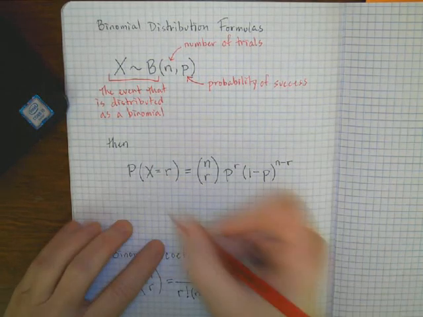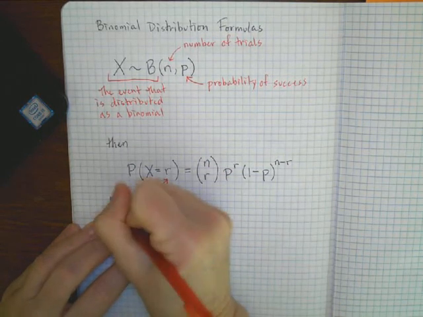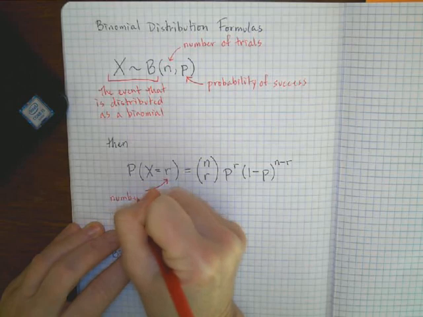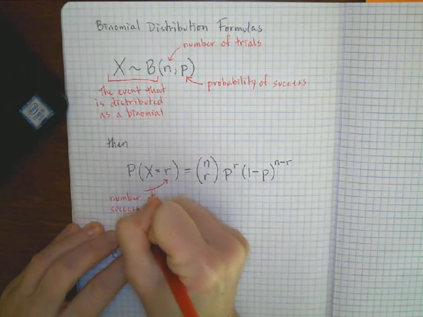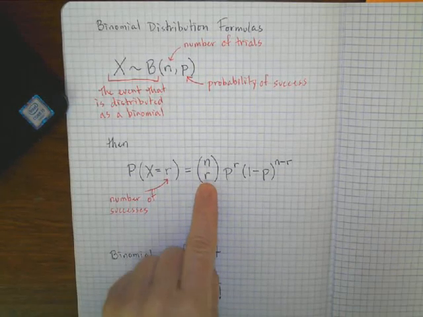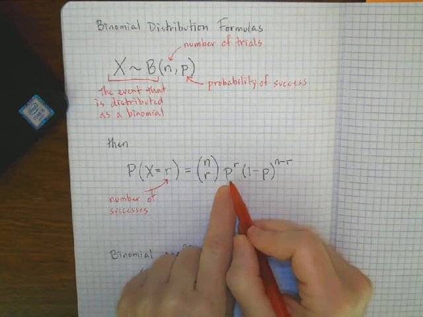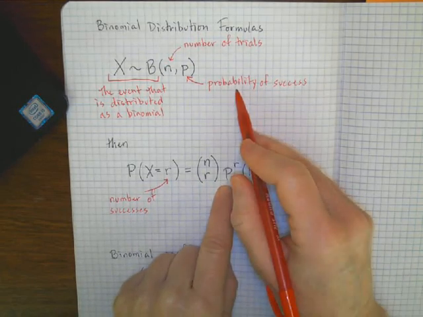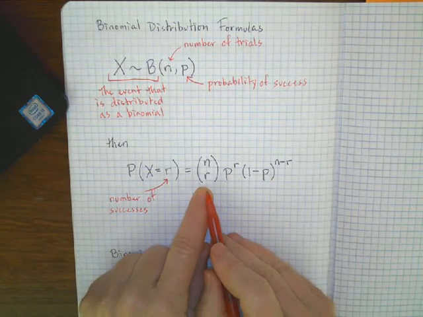Okay, so R is the number of successes. We already said N is the number of trials, and R, we just said, is the number of successes. Now, probability, we already said what that is. That's the probability of success. Okay, so let's look at this now as three separate parts.